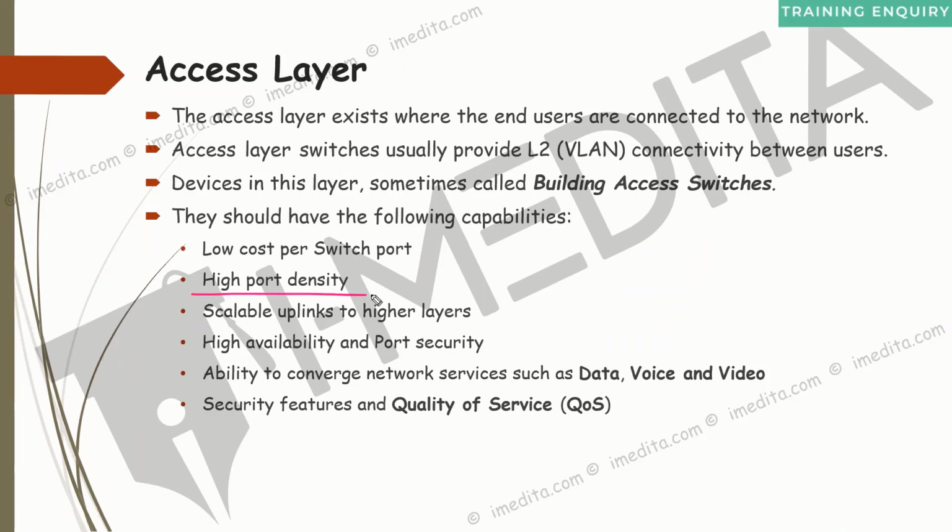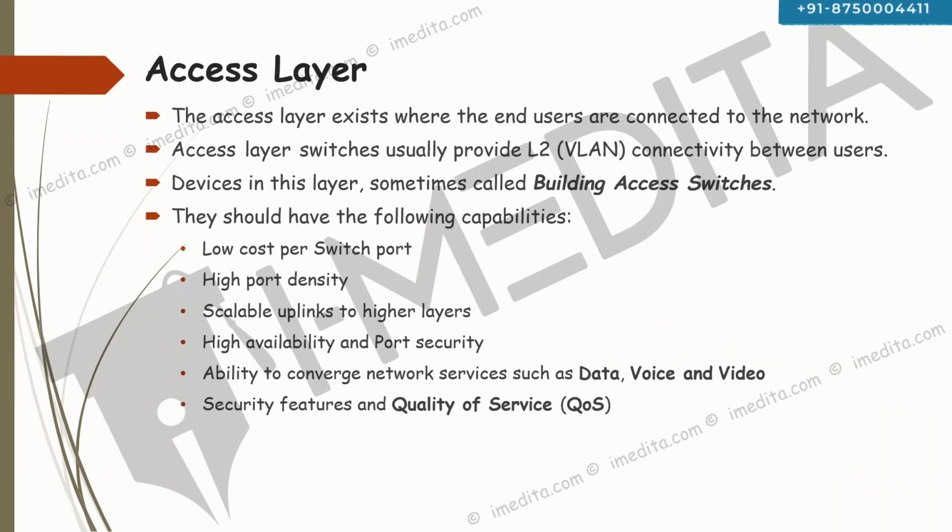So you should add a switch at the access layer that has a high number of ports, and the per port cost should be as low as you can make it. You should connect a switch at the access layer that has low cost on a per switch port basis.